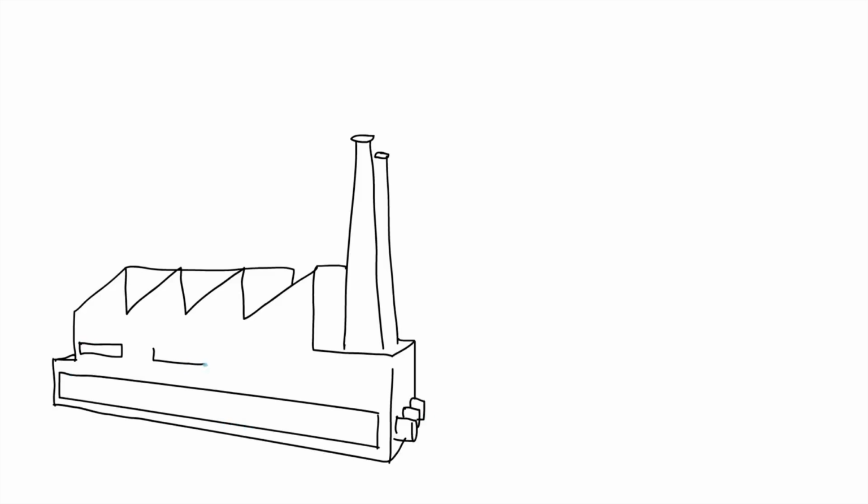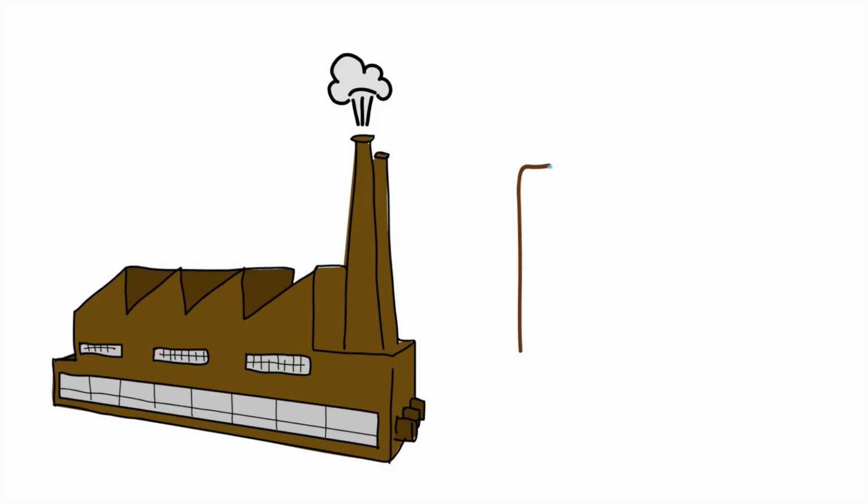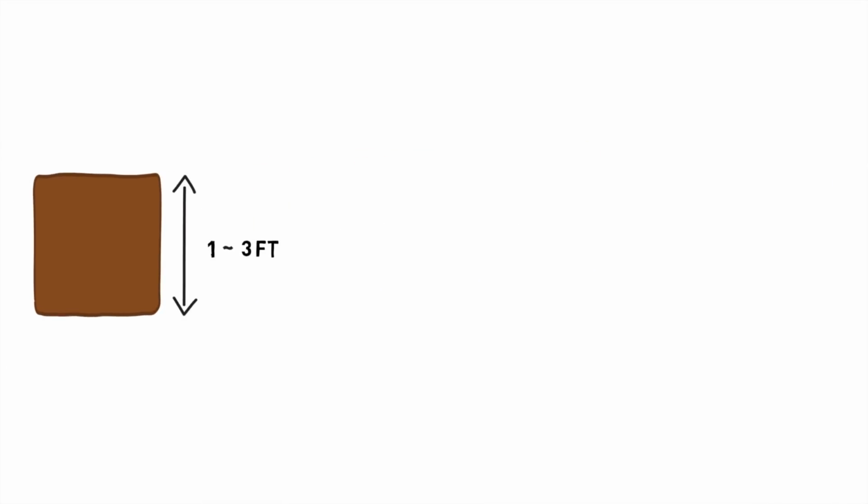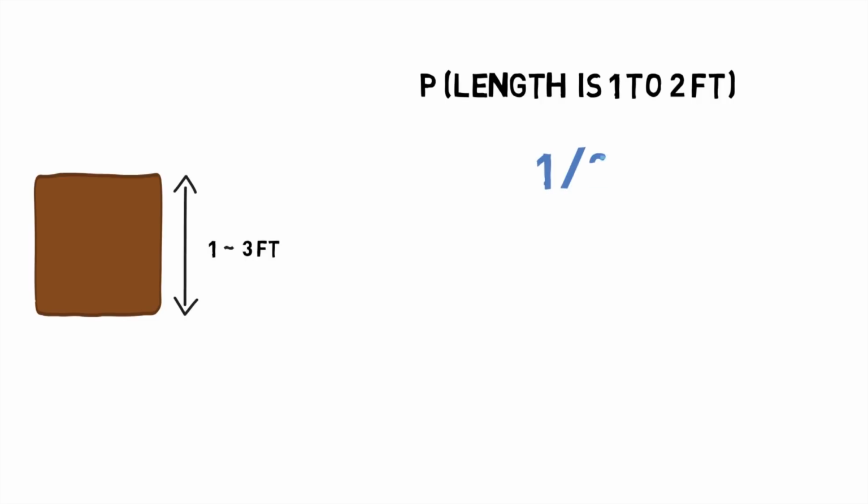Here's the example. Imagine a factory that cuts squares of wood. The edges of the squares are always between 1 foot long and 3 feet long. Now ask yourself, how likely is it that the edges of the next square they cut will be between 1 foot long and 2 feet long? Well, one half is the obvious answer.